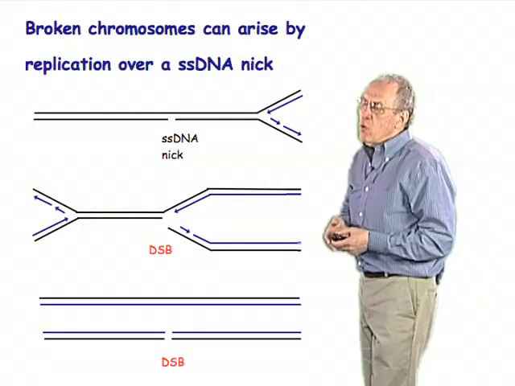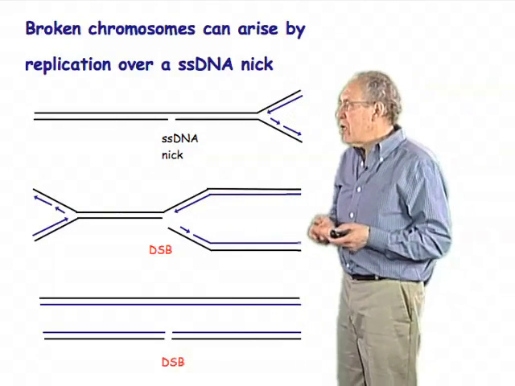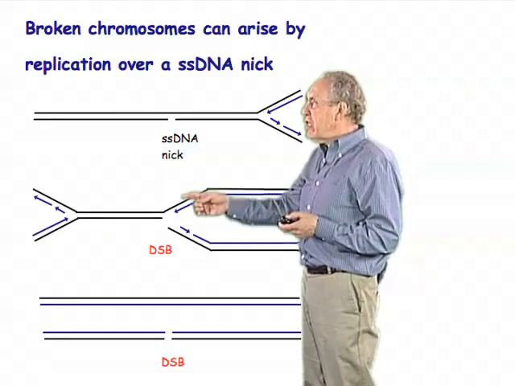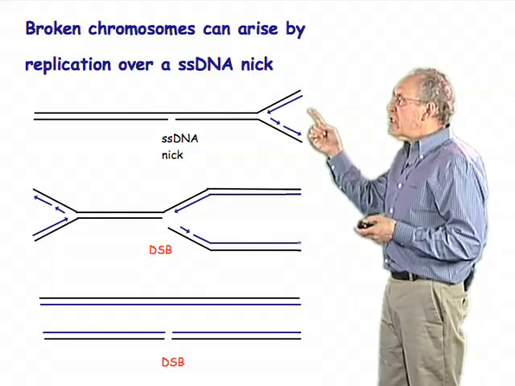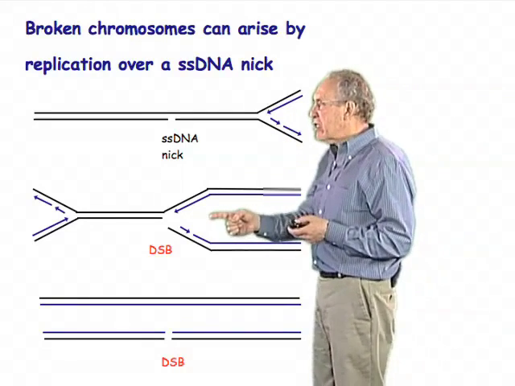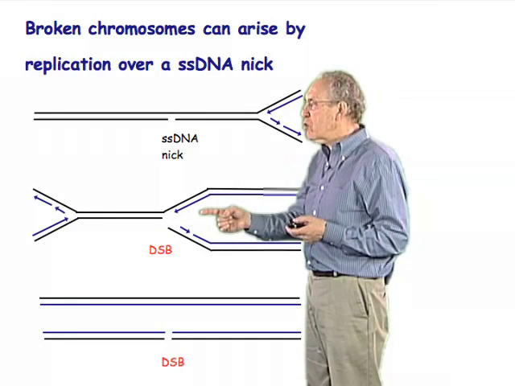Okay, so what I want to start with is then how do cells end up with these chromosome breaks? The simplest way in which chromosome breakage could occur is if a DNA replication fork, which starts here and moves down the DNA, encounters one of these nicks, a break in the DNA. Here, simply an interruption on one of the two strands.